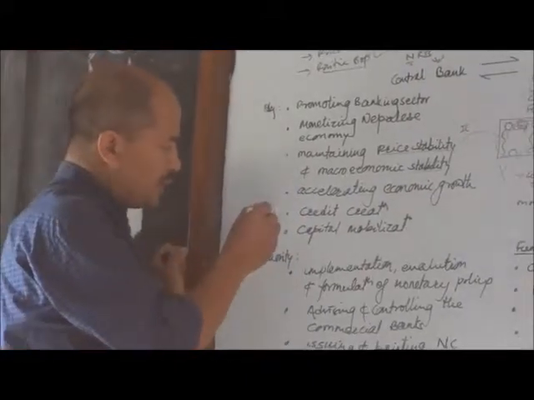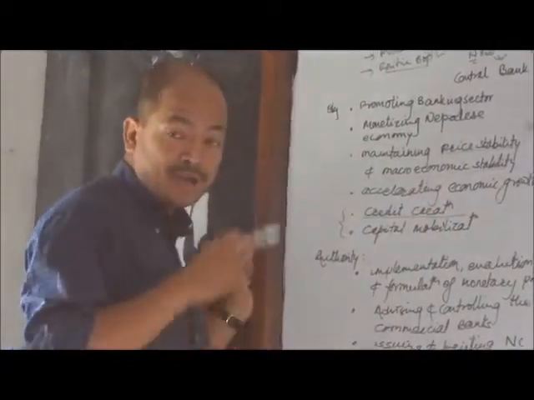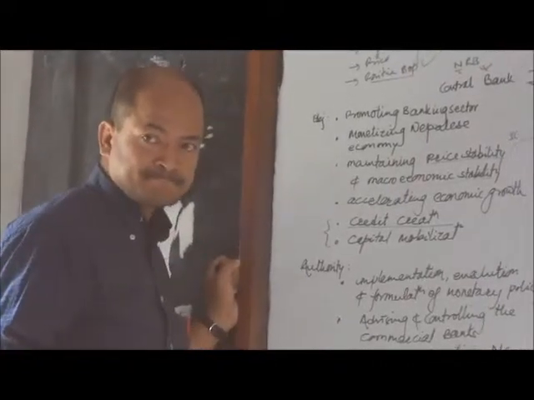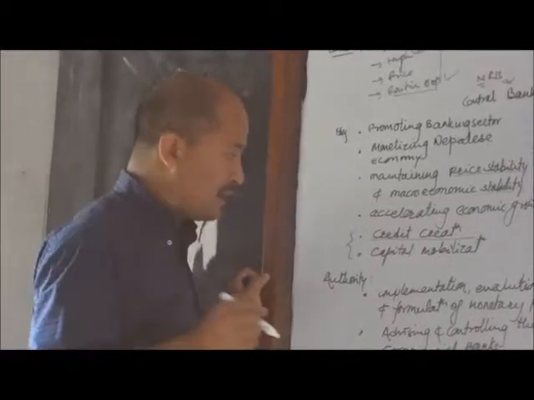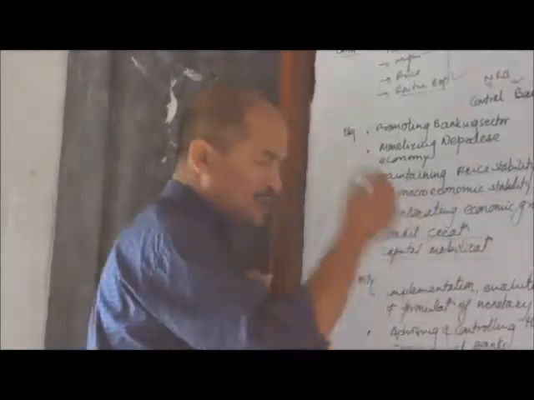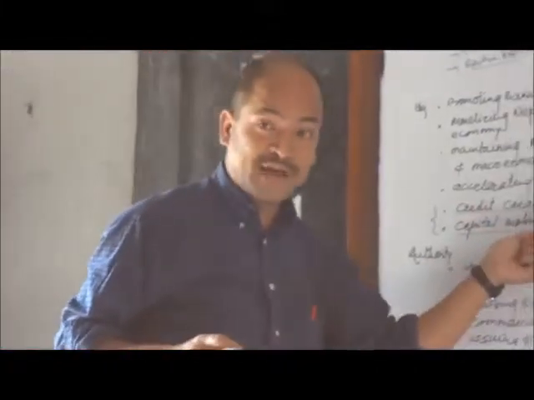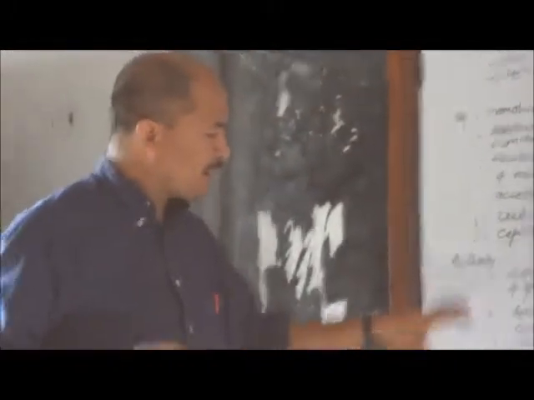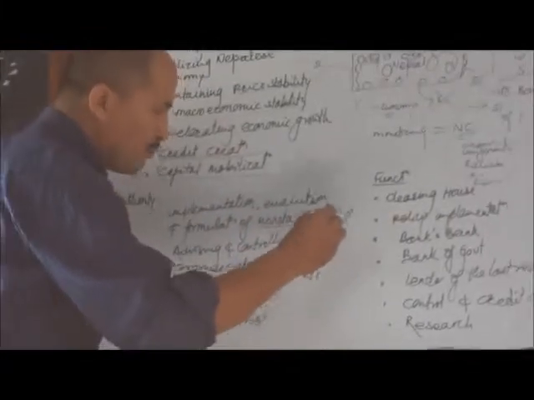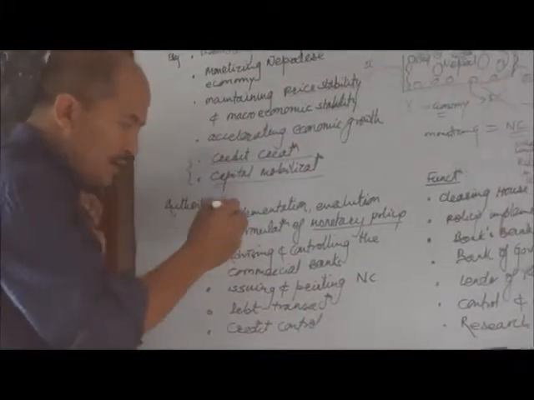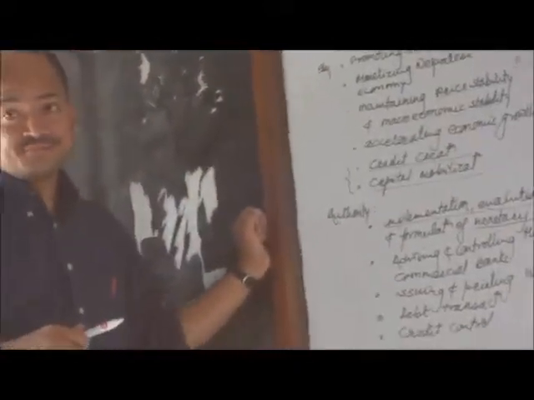And if we observe the central bank, its major objective is credit pricing by using three instruments: the cash reserve ratio, bank rate, and open market operations. Yes, these three instruments are used by the central bank for capital mobilization also. Now, what is the authority of the central bank? Majorly to formulate the monetary policy, implement the monetary policy, and evaluate the monetary policy.